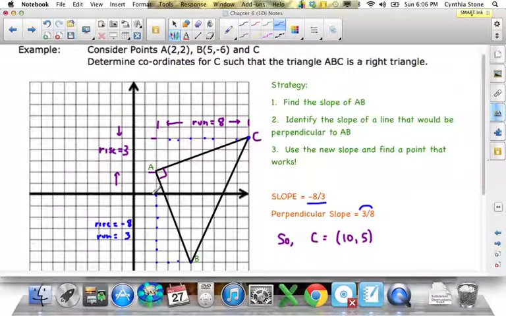Okay, it's 2, 4, 6, 8, 10 in the X, and 5 in the Y. Okay, that's a tough one, but that's all you do. It's the same skill, just a tough question.